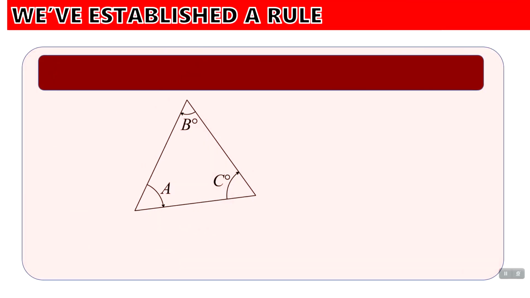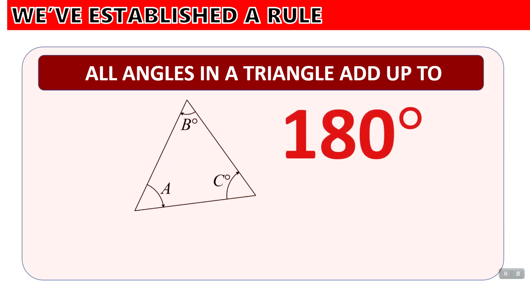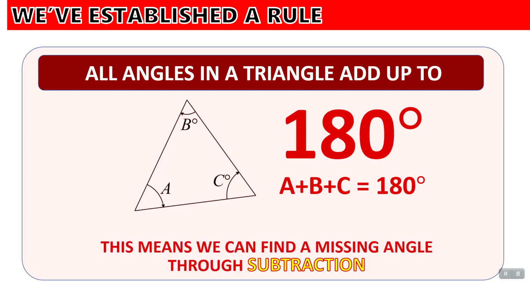So that's three triangles, and each one, when we added up the three angles, we got 180 degrees as our sum. And so we've established a rule now that all three angles in a triangle add up to 180 degrees. So if we take angles A plus B plus C, they will all equal 180 degrees. What does this mean? This means that we can find a missing angle through subtraction.